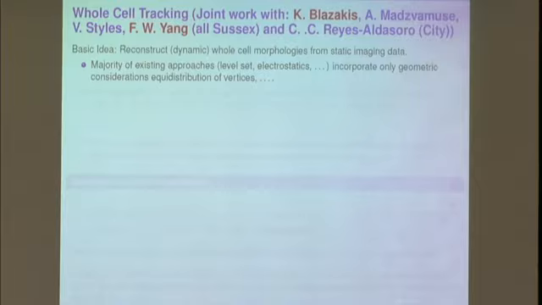So the problem I want to consider, the basic idea, as I said already, is that we want to reconstruct whole cell morphologies from static images. And as we mentioned, the majority of existing approaches are kind of geometric in nature. So they only take into account geometric considerations. They might want to equidistribute vertices on the 2 different curves or something like that.